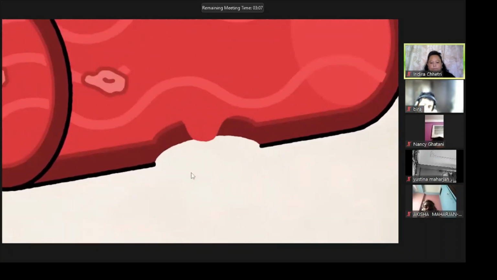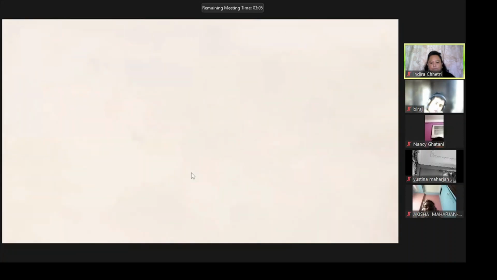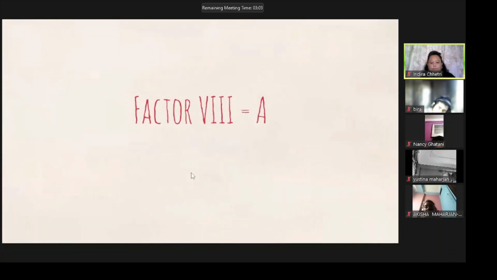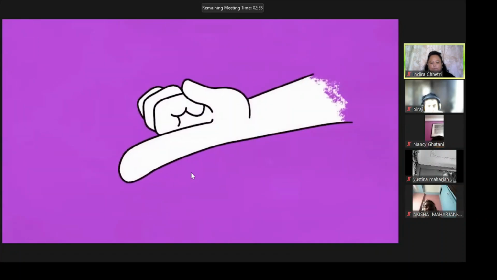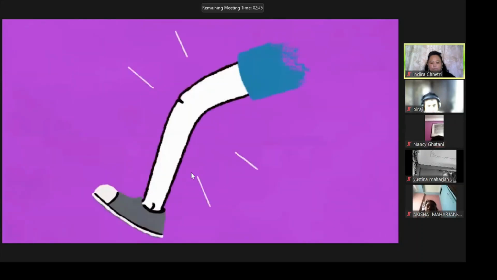Each person with hemophilia is missing one of two kinds of factors. If you're missing factor 8, you have hemophilia A. If you're missing factor 9, you have hemophilia B. Either one can be mild, moderate, or severe. Without regular treatment, having hemophilia means you'll bleed longer than you should if you get cut. But you don't have to have a cut to have a bleed.